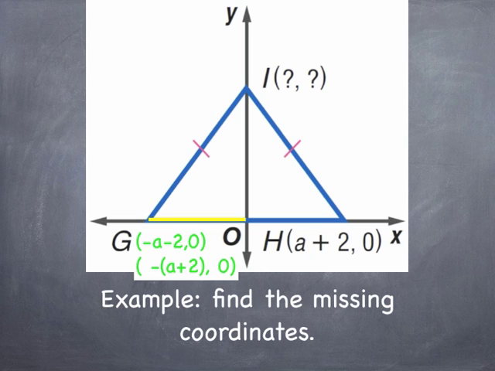Now for point I, we're not sure of how tall this isosceles triangle is, and so we're just going to pick (0, b), because that distance could be any possible value here.